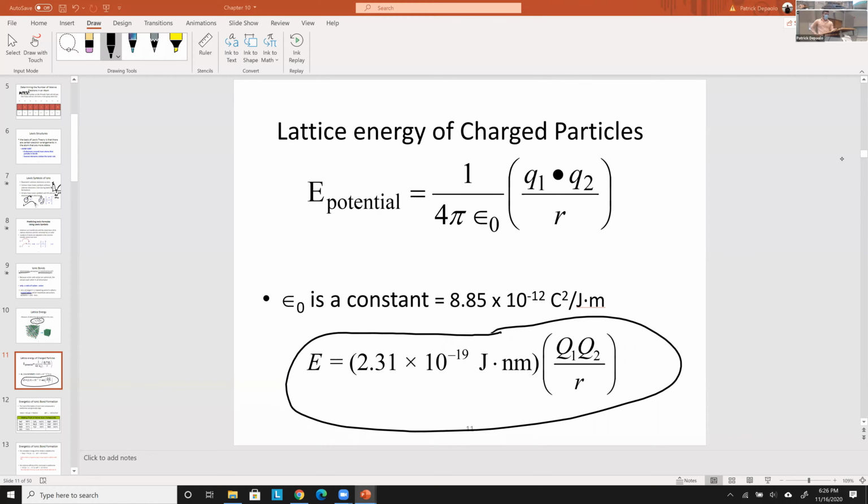You see that Q1 and Q2 represent the numerical charges of the ions involved, and the absolute values of them too, so keep that in mind as well. If you have a +1 and a -1, it's just going to be 1 times 1. If you have a +2 and -2, it'll be 2 times 2. And then the radius is going to be in nanometers, usually maybe 1 to 10 nanometers. It varies, but it's not going to be too huge. It's not going to be like wavelengths that are hundreds of nanometers.